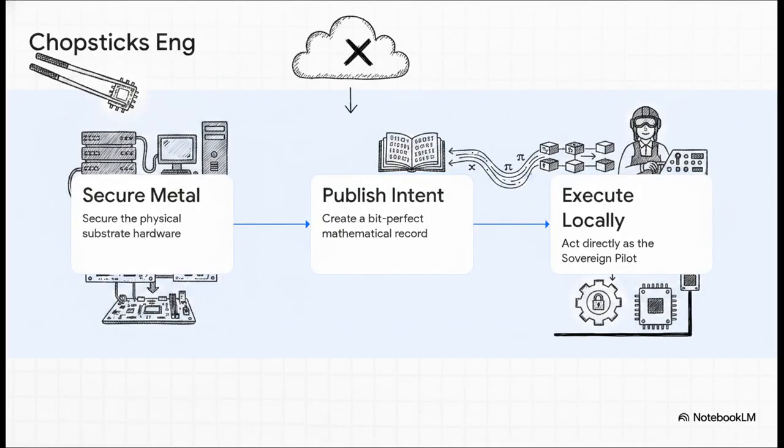To actually pull this off, developers are using something called chopsticks engineering. You basically bypass the massive cloud giants completely by taking 3 highly effective, lightweight steps. First, you secure the physical substrate, meaning you actually own the hardware sitting right on your desk. Second, you publish your unalterable intent, which creates a bit-perfect mathematical record. And third, you execute locally as the sovereign pilot. You permanently bind your abstract mission directly to the rigid hardware without ever asking a cloud API for permission. It's a real game changer.